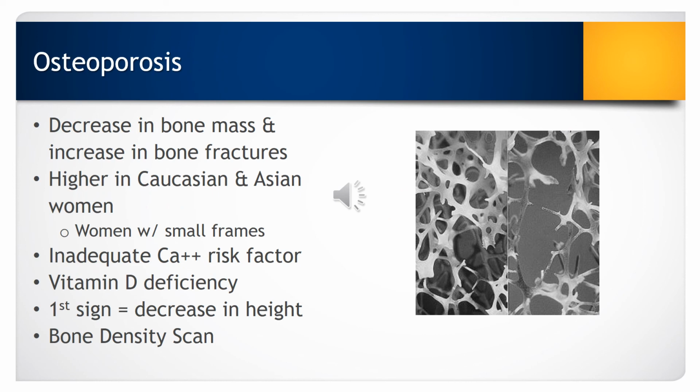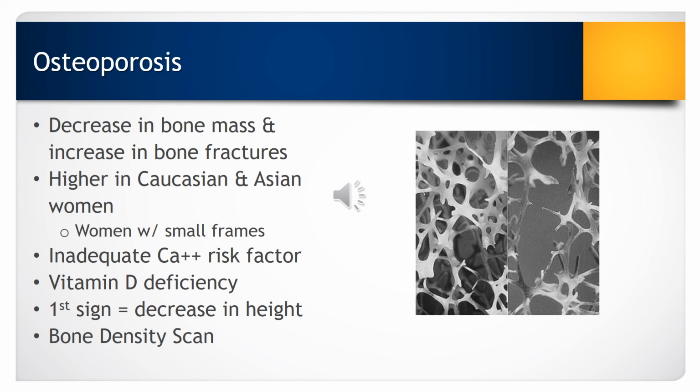Osteoporosis is a decrease in bone mass and an increase in bone fractures. Although all women are at risk once they reach postmenopause, Caucasian and Asian women are at a higher risk of osteoporosis, even more if they are of small frame or short in stature. The first sign that one is trending towards osteoporosis is a decrease in height.